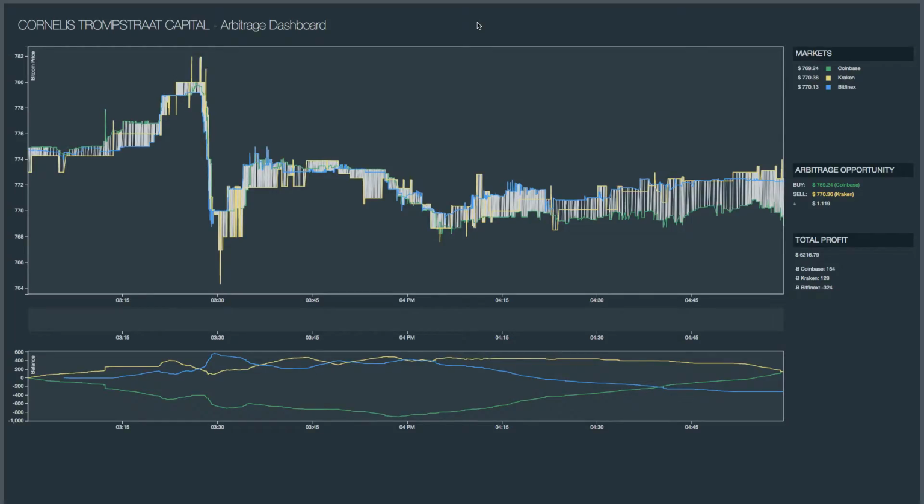Today we'd like to show you our latest product, an Arbitrage dashboard. For those of you who are not familiar with it, Arbitrage is a trading technique where you try to buy at one market for a lower price and sell it at the same time at another market at a higher price. In this case, we take Bitcoins as our assets and we list the markets Coinbase, Kraken and Bitfinex. Those are listed over here.